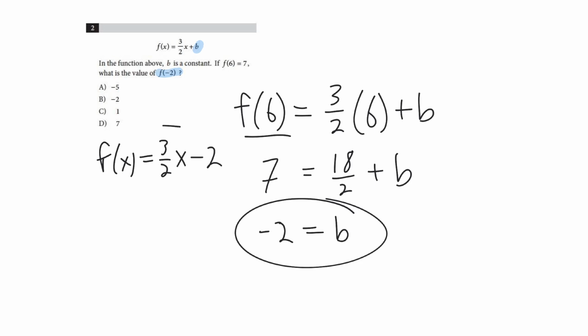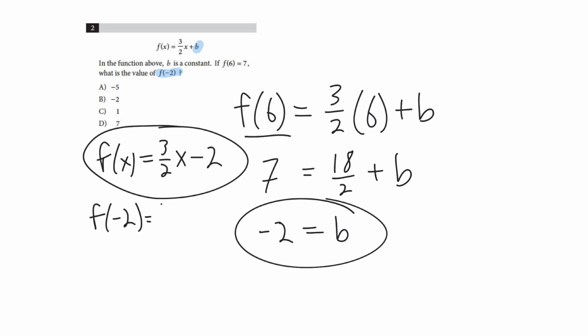All right, well, now I want to know f of negative 2. So I'm just going to put negative 2 into this function, minus 2. Well, these guys are going to cancel out. I'm just left with the negative. It's going to be negative 3 minus 2. It's going to be negative 5.